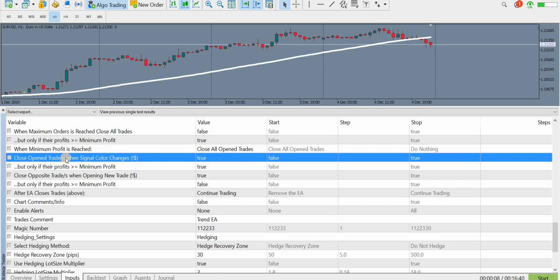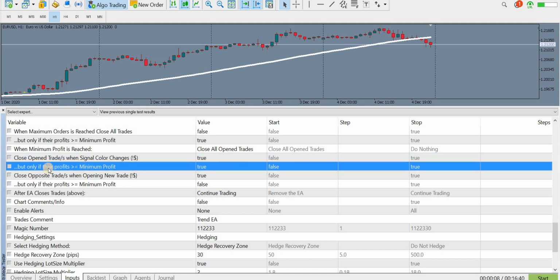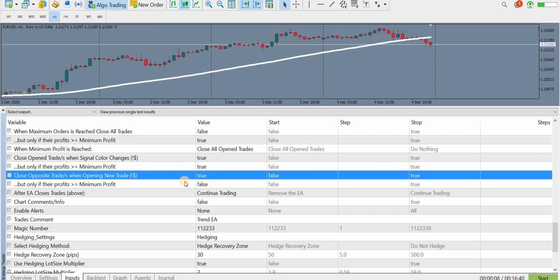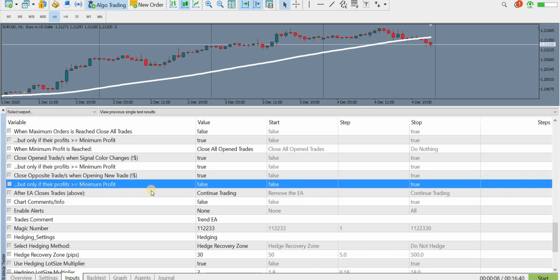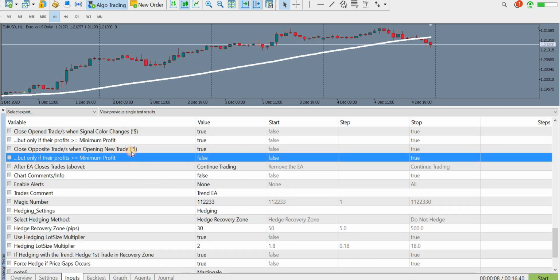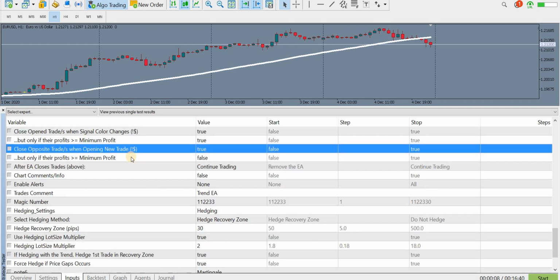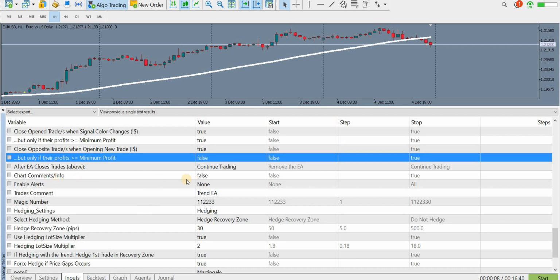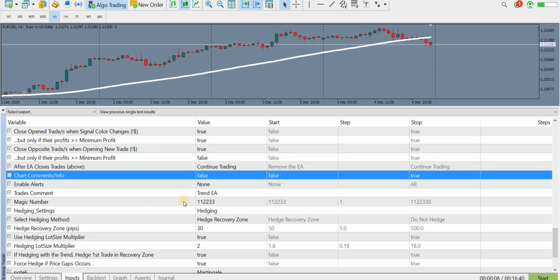I also want the expert advisor to remain the same, to close a trade when the signal color changes, but only if the profit of that trade or trades altogether is bigger than the minimum profit. Also close the opposite trades when the trend changes, but for this one I don't care about the profit, because I'm assuming the trend changed, so it's better to cut the losses. Don't show the comments right now, have the chart clear so you can see what's happening.